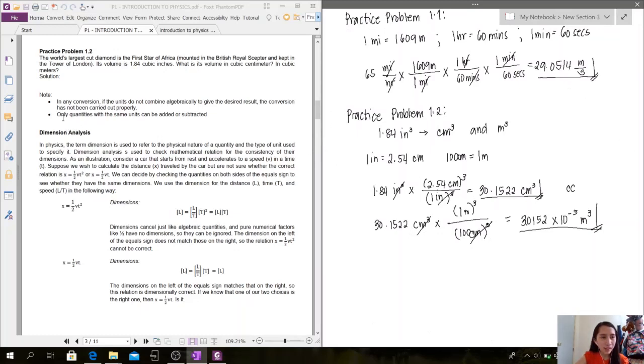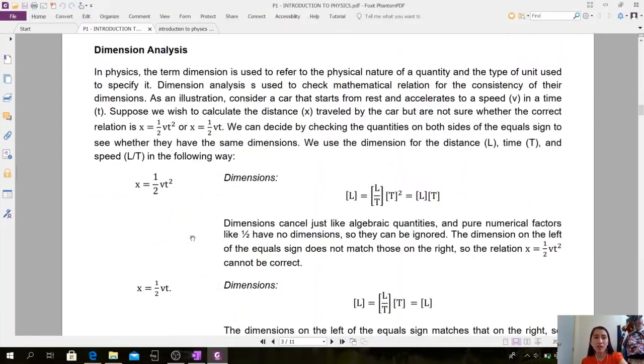So, for the next one, only quantities with the same units can be added or subtracted. Meaning to say, if you have 1 meter and 1 foot, hindi mo sila pwedeng i-add. Dapat, i-convert mo muna si foot into meters or you can convert meter into foot. So, before you add two quantities, they have to have the same units. Let's proceed to dimensional analysis.